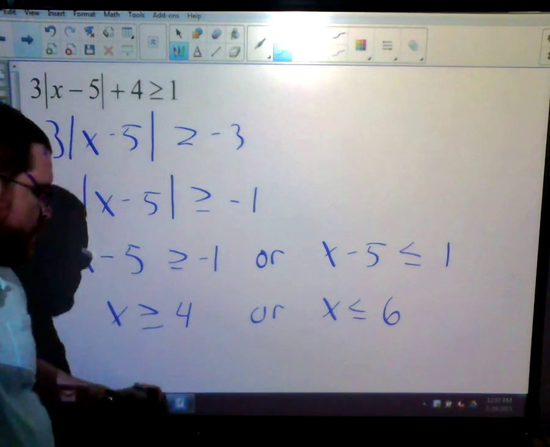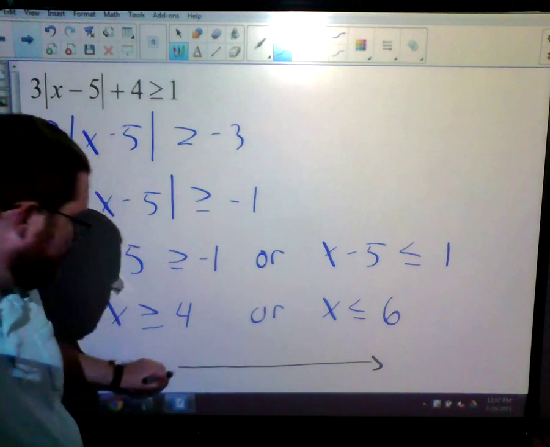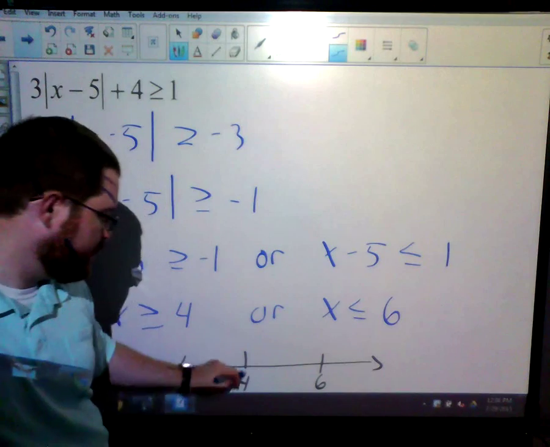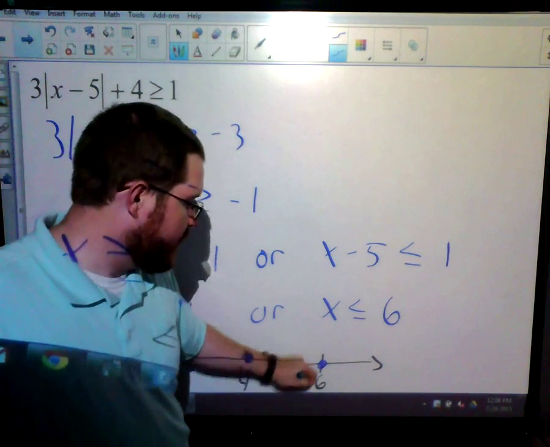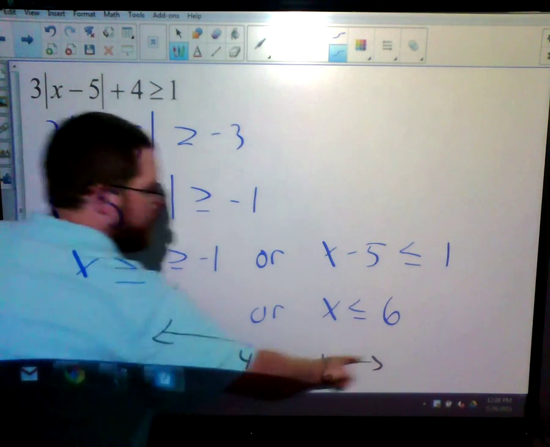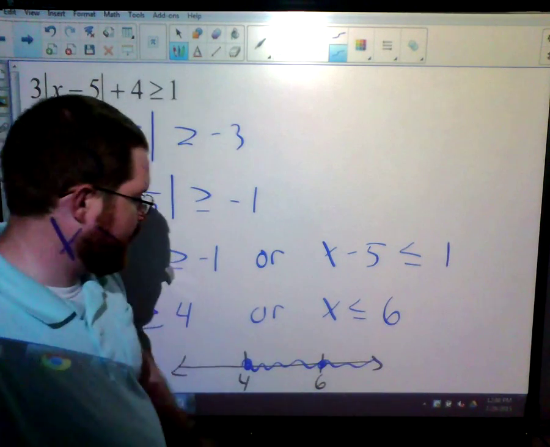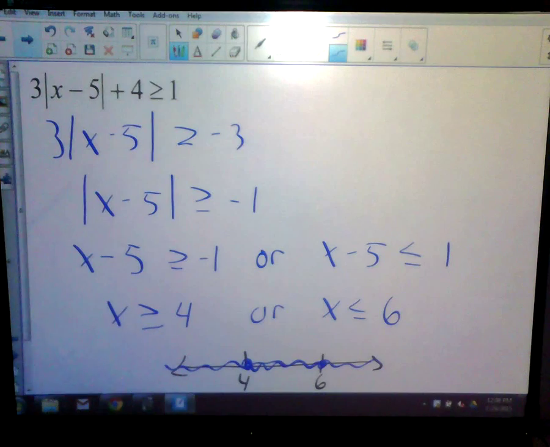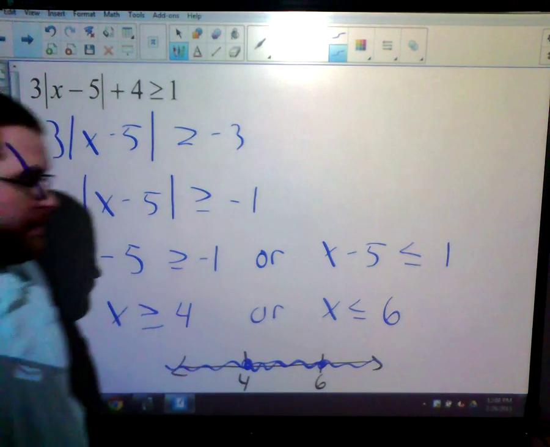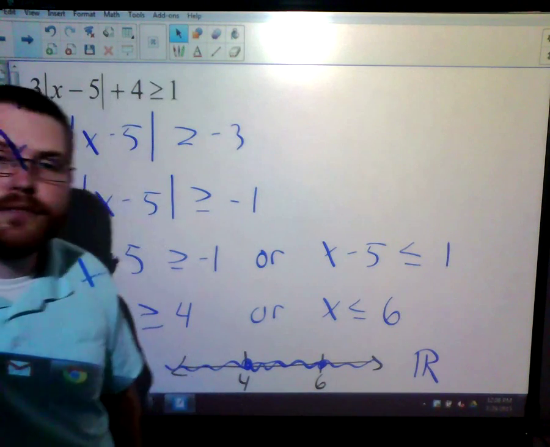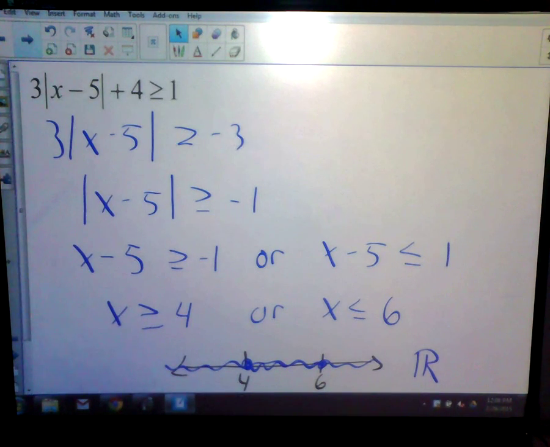This is an interesting one. Now remember, or means either way. Not the overlap, but the entire thing. Here's 4 and here's 6. If I shade greater than 4, that's everything this way. If I shade everything less than 6, it's that way. So I've shaded everything. So my answer is all real numbers. It's the entire graph. Because or means anything. Not just the overlap, but the entire thing.